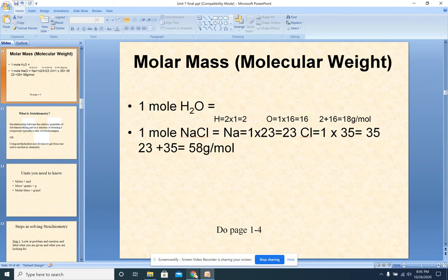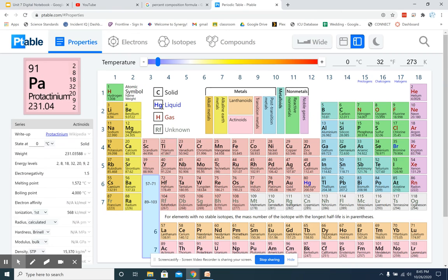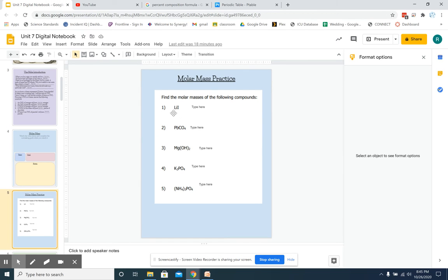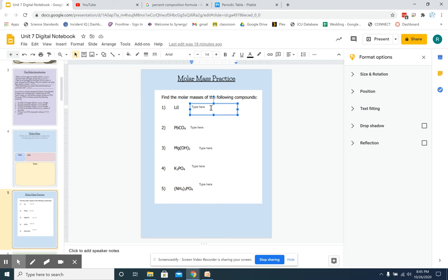All right, so in your digital notebook, you do have practice here. You need to find the molar mass of each of those compounds. I do give you space to work it out here. If you want to work this out on paper and just type in the answer, that is fine. You can send me pictures of your notes if you need to, because I know with these math problems, it is kind of harder to do on the computer.